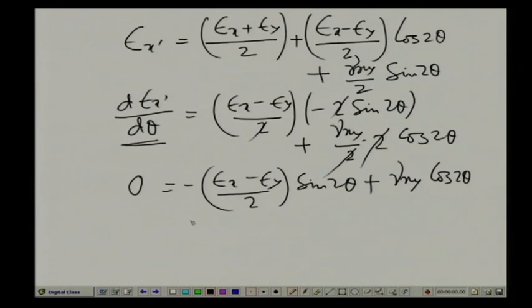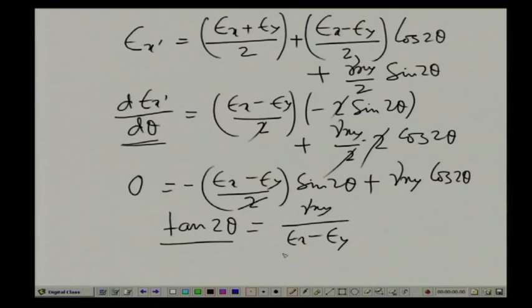Now, this gives us that the value of tan 2 theta is equal to gamma x y by epsilon x minus epsilon y. Sorry, this 2 goes off. This 2 gets cancelled. So, tan 2 theta is equal to gamma x y by epsilon x minus epsilon y.